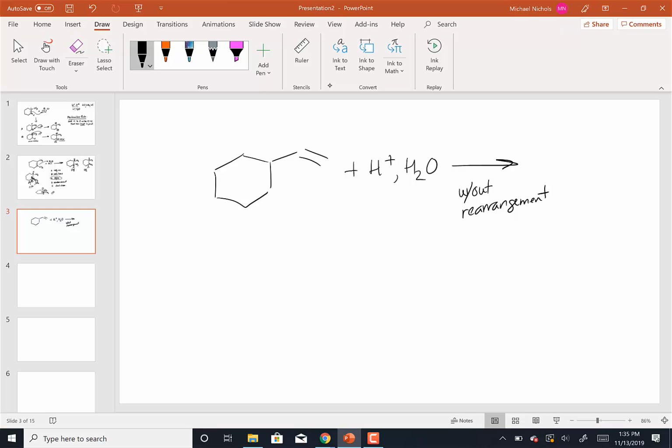First one or second one? We want Markovnikov. So remember Markovnikov, H always goes to the carbon with the most hydrogens. That's number 1 or 2? 2, okay. It's number 1. Okay.